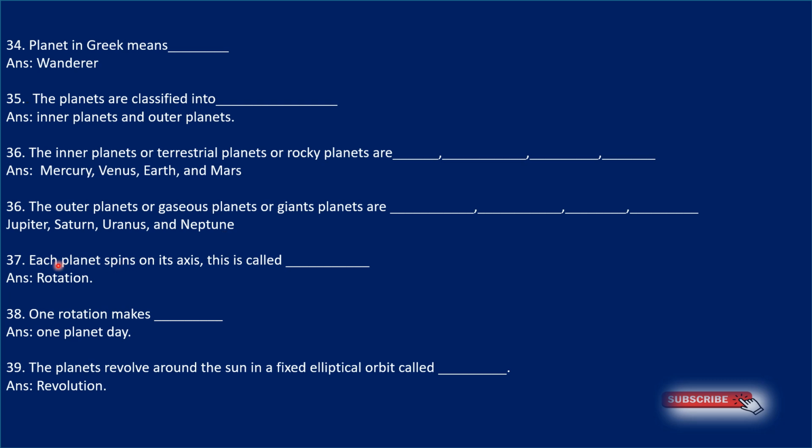Now let us come to the next one. Each planet spins on its axis. This is called rotation.